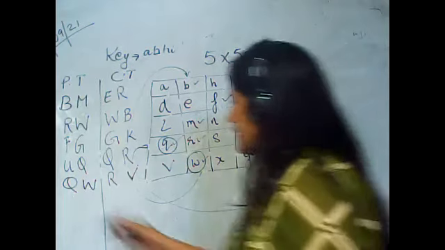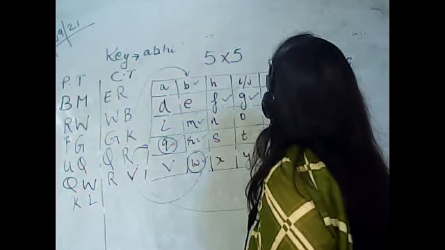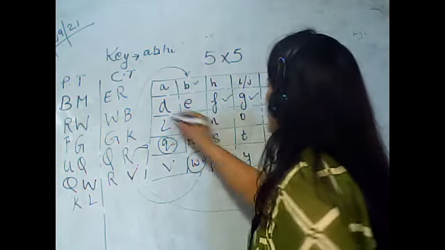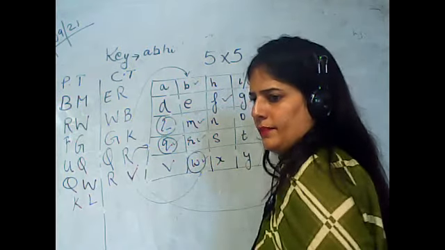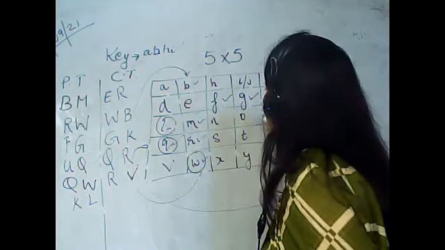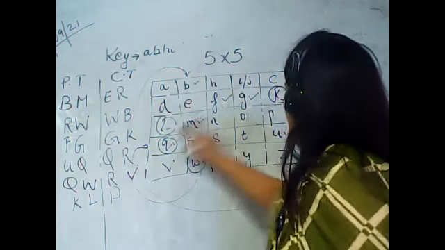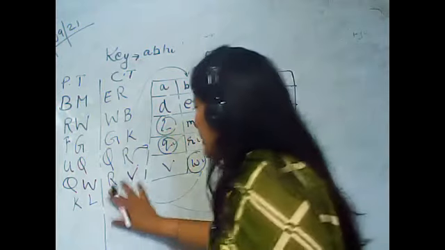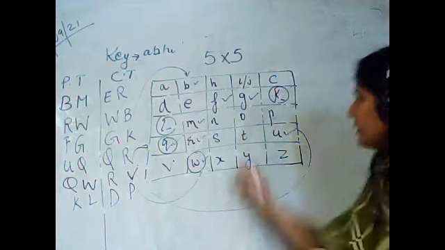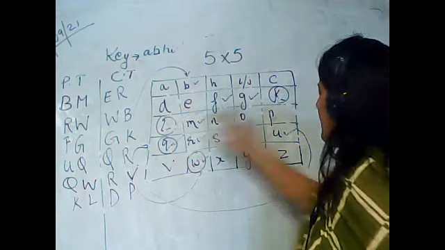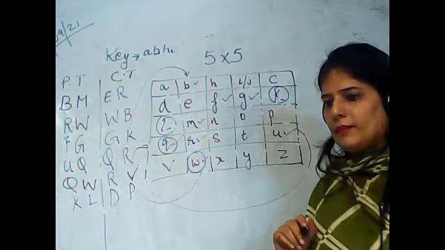Okay, next is K, L. So where is K? This is your K and this is your L. Again, both these alphabets do not belong to the same row or the column, so they are diagonally available. Correspondingly for K we are having this D, and correspondingly for L we are having this P. Okay, K, L becomes D, P. Fine.